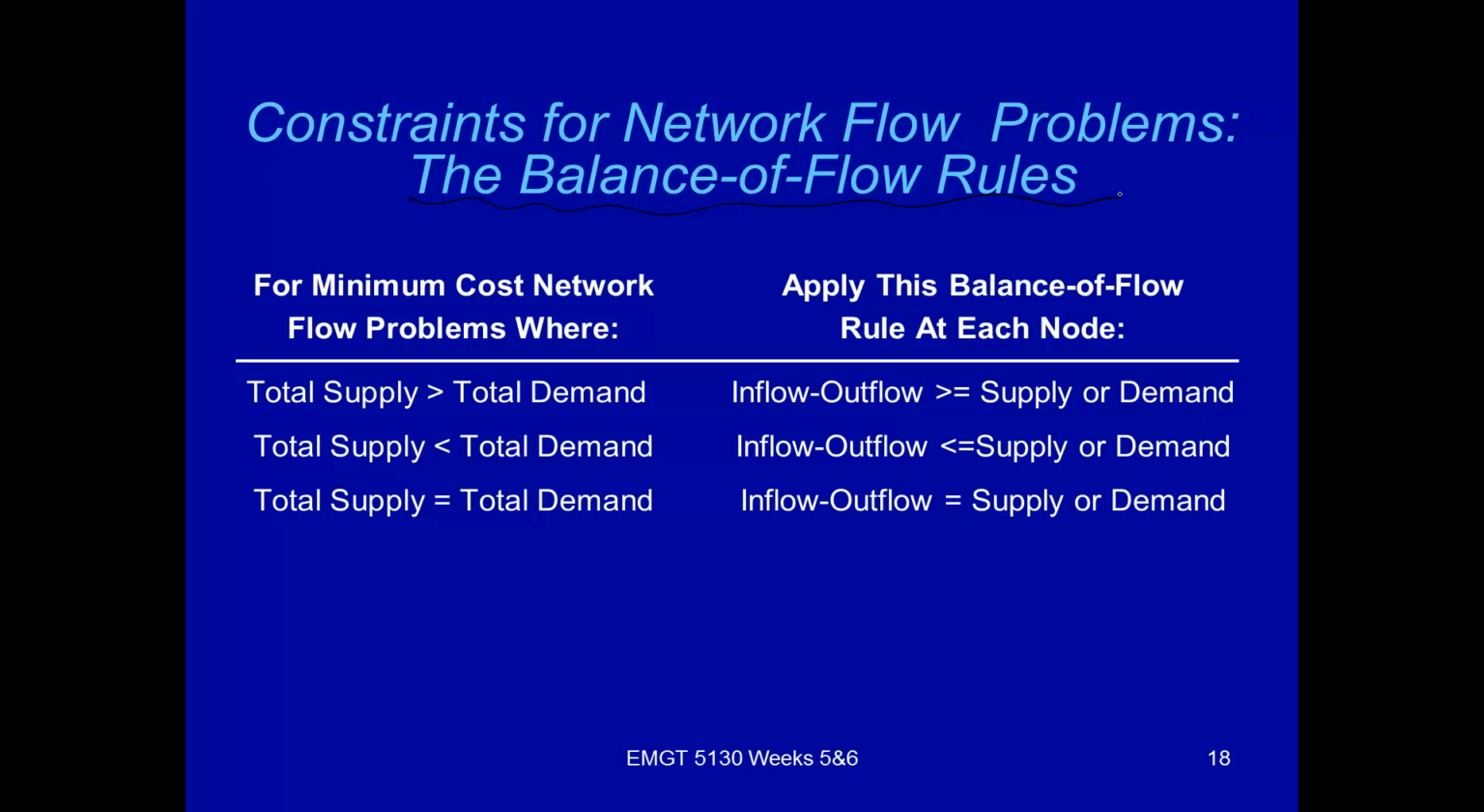Okay, and this balance of flow rule is for us to determine the sign that we should use in the constraints. Okay, so for any minimum cost network problem, we look at the total supply and total demand relationship, and then apply this balance of flow rule at each node for the constraint. Okay, and you can see that the sign here determines the sign here. Here you can just put greater than or equal to or greater. That should be the same.